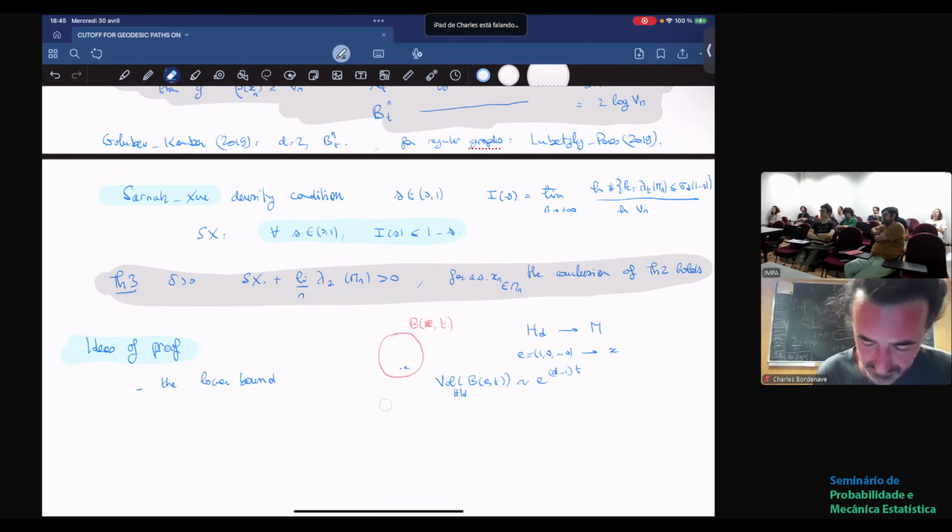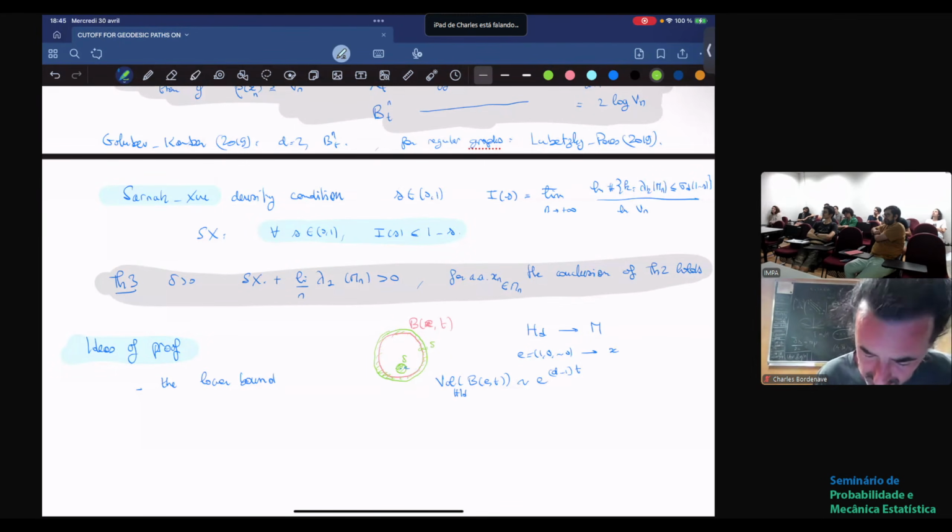Now if I look at the push forward of my measure, my uniform law with measure delta, when I push it by my process, by my geodesic path, I will get a measure which will be supported on an annulus of width delta.